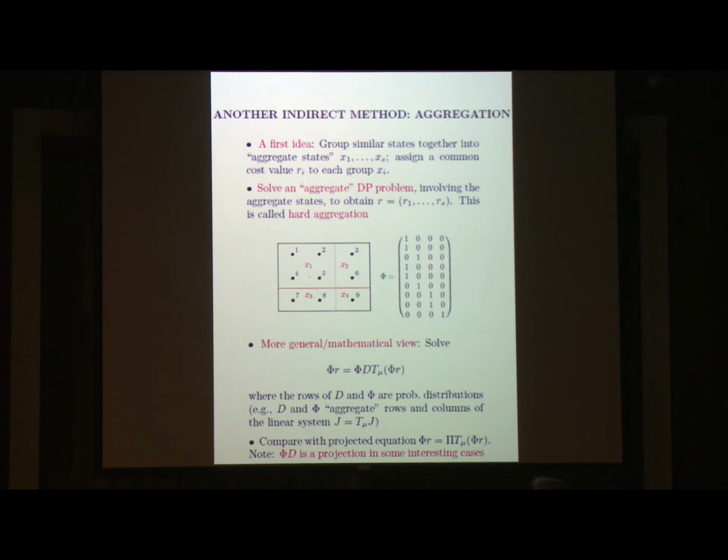And it is possible to generalize this idea. In a more mathematical view, solve a problem of this form involving the current policy, where phi r is an approximation to the cost of policy mu. In the case of hard aggregation, this phi r is a piecewise constant approximation. But generally, if you choose a different matrix phi, and also a matrix D, which is a probability distribution, this type of equation generalizes the hard aggregation idea.